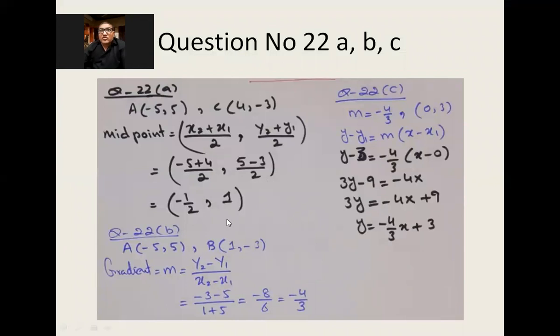So question number 22, B part, you can see the A coordinates and the coordinates of the B point are written. So the gradient is y2 minus y1 divided by x2 minus x1. So minus 3 minus 5 divided by 1 minus minus 5, so it will become plus 5. So you will have minus 8 divided by 6, so minus 4 by 3. So the slope or the gradient, which we represent with m, will be minus 4 by 3. So that was question number 22B part.